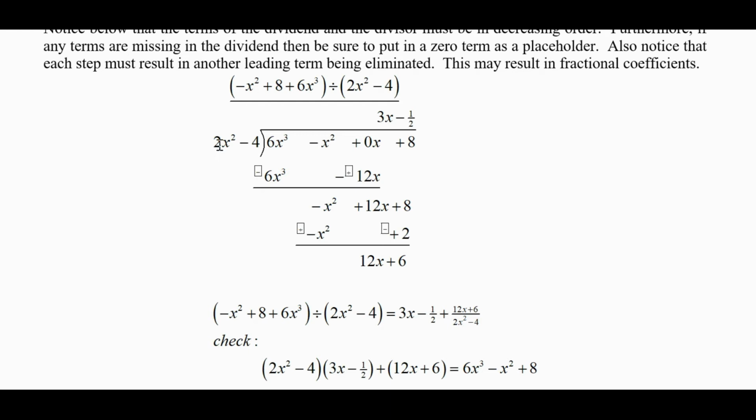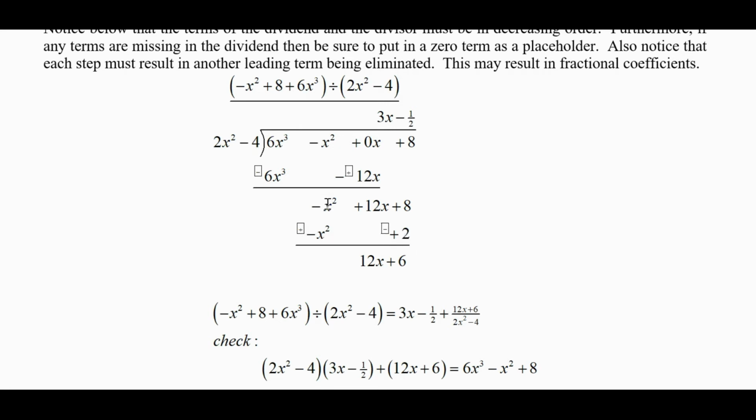Now you take negative x squared, divide by 2x squared, it's negative 1/2. If you get fractions, well, just so be it. That's what we got. So negative 1/2 times 2x squared is negative x squared. These have to be exactly the same to cancel out. And negative 1/2 times negative 4 is positive 2.